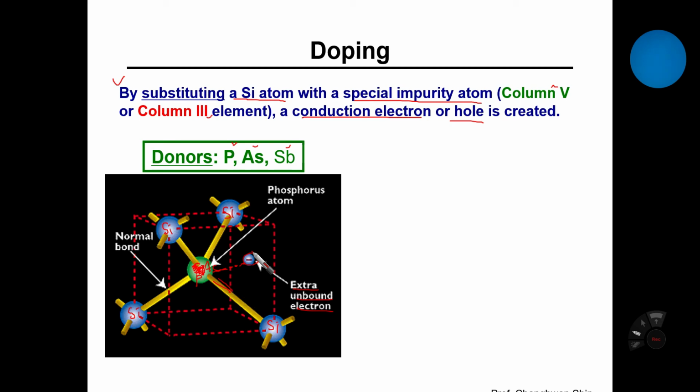Okay? So at room temperature, at 300 Kelvin, this bonding can become loose, and this electron will become a free electron or conduction electron. So an equivalent word for conduction electron is free electron, or simply electron.